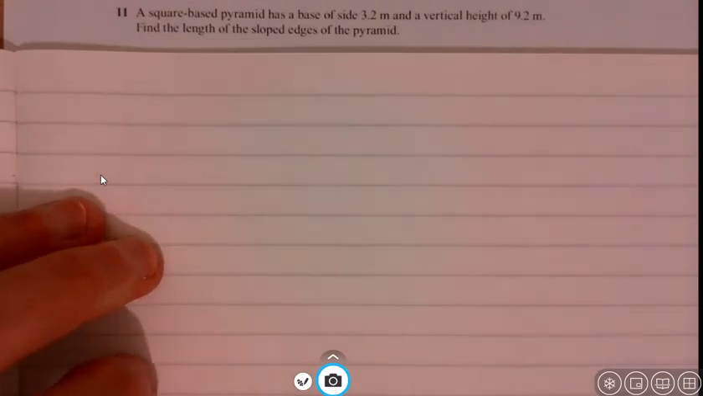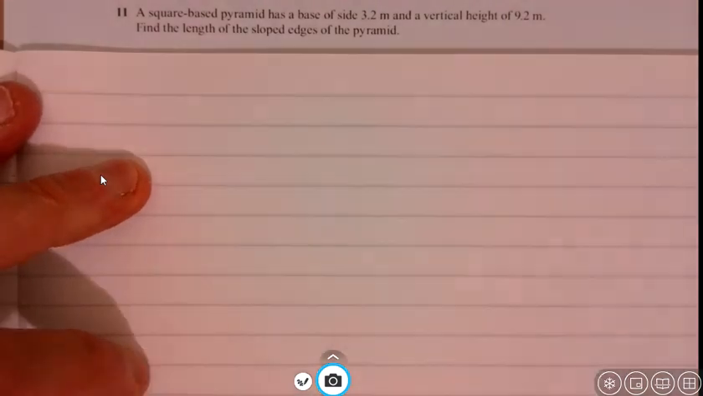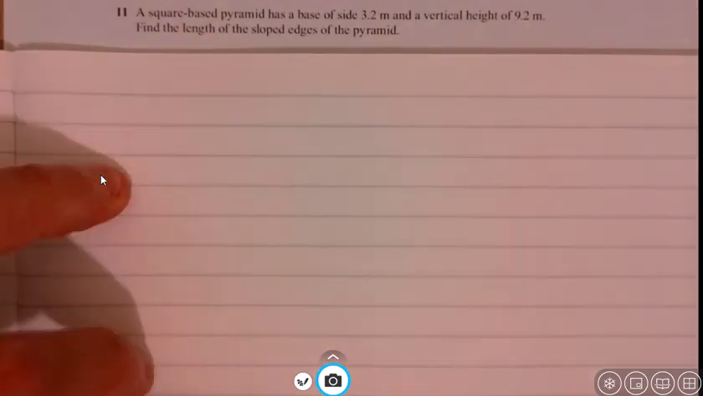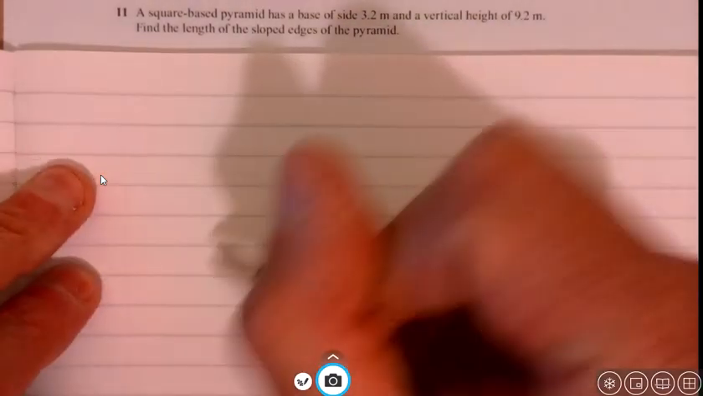So let's have a look at this question here. We've got 3D Pythagoras and it's talking about square-based pyramids. So the best thing that we can do here is to try and draw some sort of diagram. If like me, I'm hopeless at drawing, I'm going to try and draw a bit of a 3D effect.